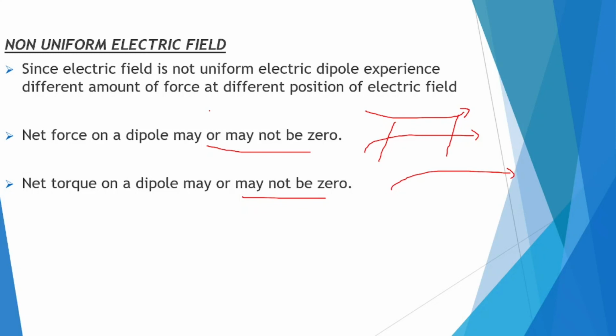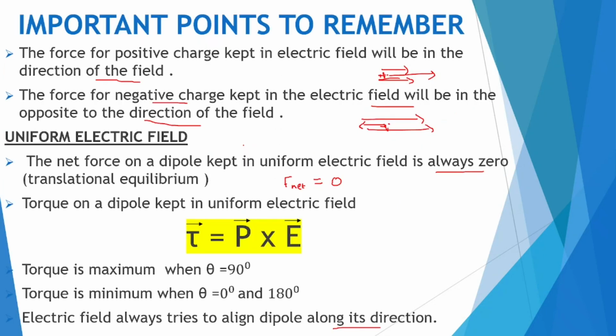Maybe in some entrance exams they may ask it in short answers, so one word answers. Yeah, in board exams it may come as a 1 mark question. So these are the points that you should remember when a dipole is kept in a non-uniform electric field. Because the electric field is not the same throughout, the dipole will experience a different force in different parts of the field. That means the net force on the dipole may or may not be 0. Likewise, the torque on the dipole may or may not be 0. So these are the important points that you should remember in this class.